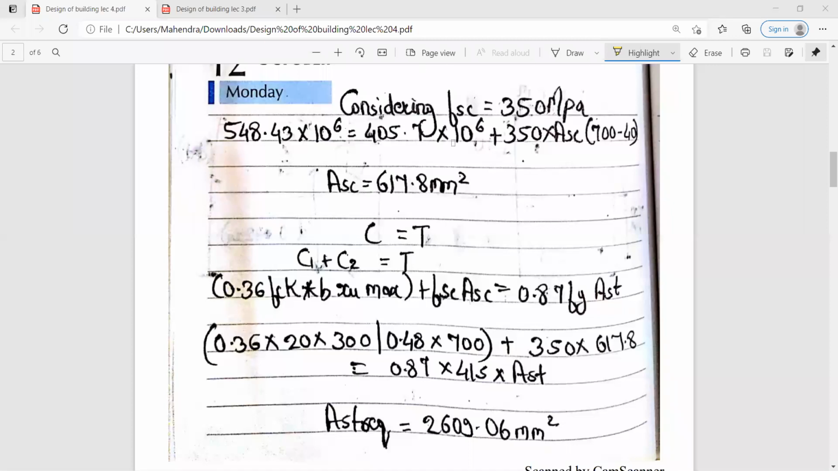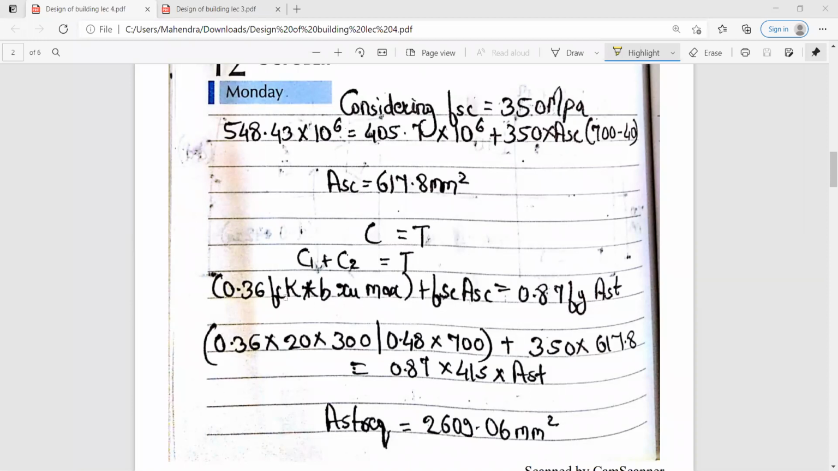Now after calculation of ASC, you have to calculate AST required. For calculation of AST required, again you have the formula, that is compression equals tension. For that you have this formula: 0.36 FCK into B into XU max plus FSC into ASC equals 0.87 FY into AST.